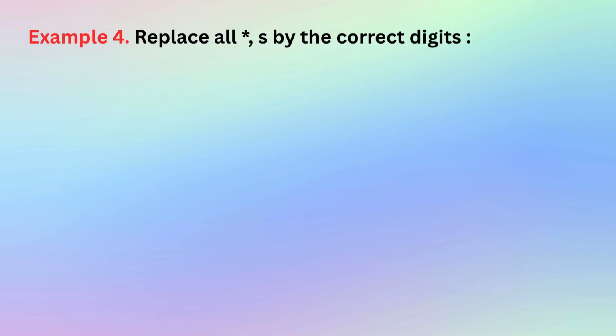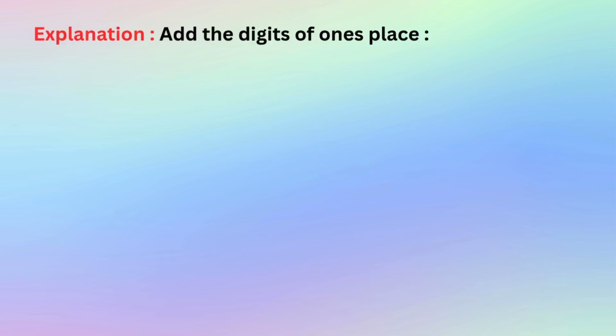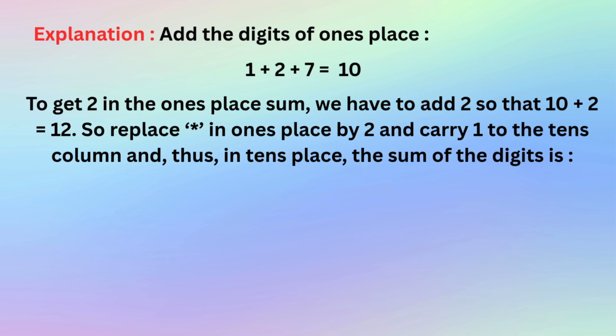Example 4. Replace all asterisks by the correct digits. Solution. Explanation. Add the digits of ones place. 1 plus 2 plus 7 equals 10. To get 2 in the ones place sum, we have to add 2 so that 10 plus 2 equals 12. So replace asterisk in ones place by 2 and carry 1 to the tens column.